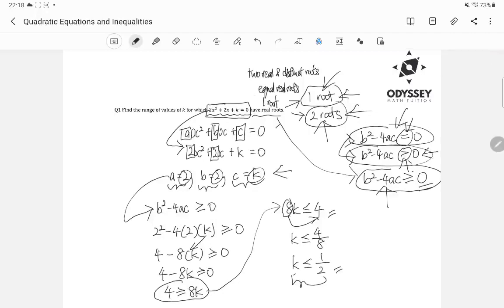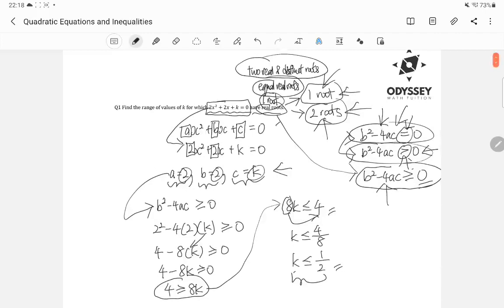So the primary target when you tackle this type of question is to look at the question first. What do they want? Real roots, one root or equal real roots, or two real and distinct roots. From this, you will be able to deduce which condition you are going to use: b squared minus 4ac equals 0, more than 0, or more than or equal to 0. Then you find a, b, and c, substitute into one of these three conditions, and solve for the range of values.